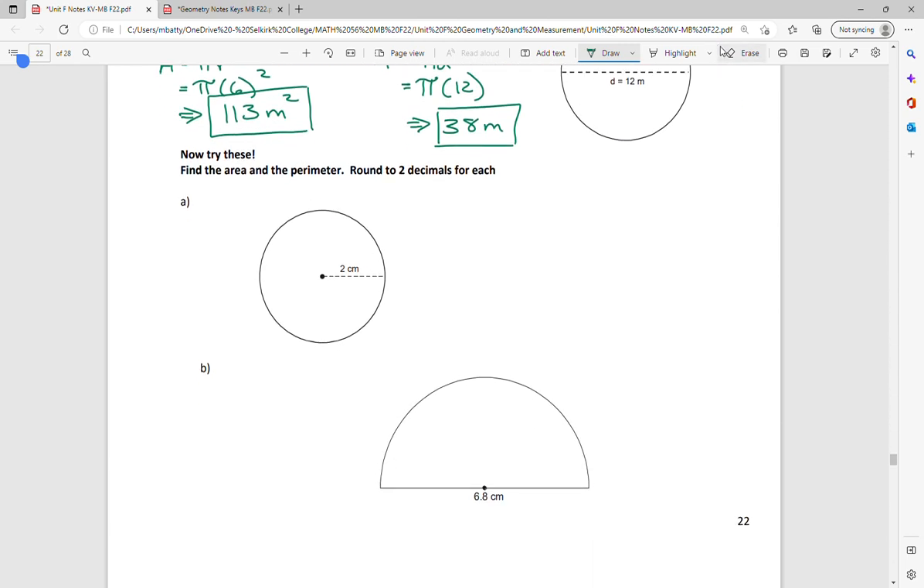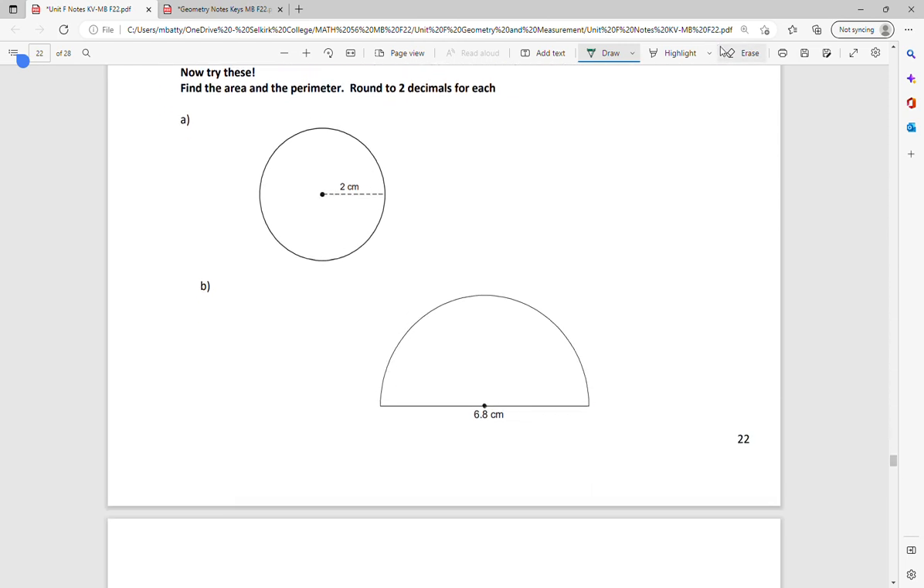We've got a few examples to do down here. Find the area and the perimeter of these guys. So the area of this first one would be pi r squared, which is 2 squared. It says rounded to 2 decimals for each. If I put that into my calculator, it works out to 12.57 centimeters squared.